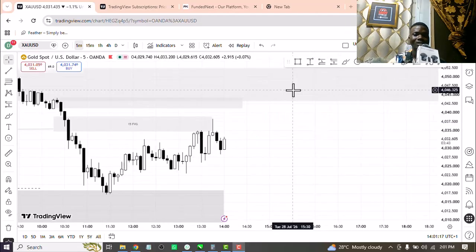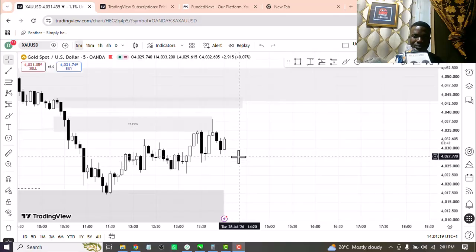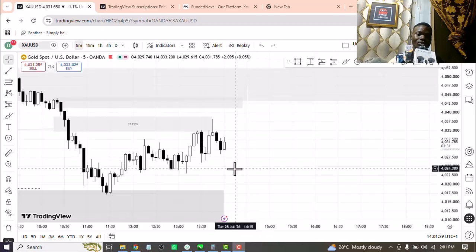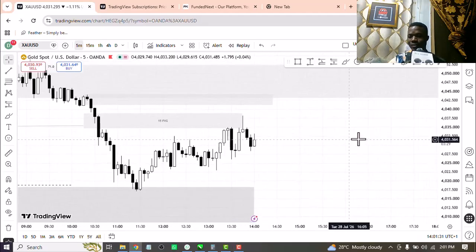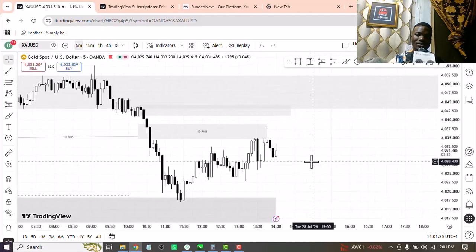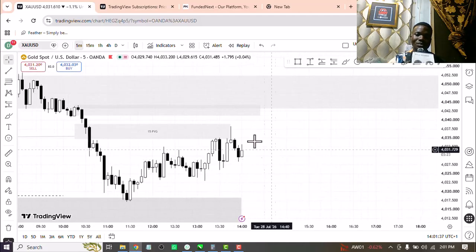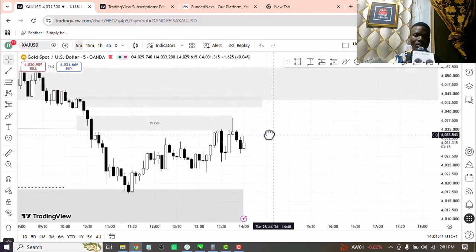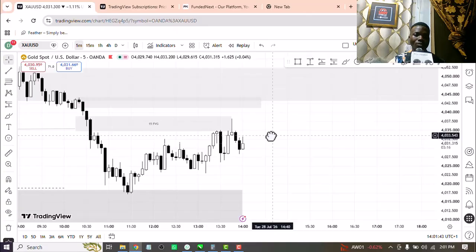Okay traders, the overlap session has already started right now. So anytime from now we should be expecting liquidity pumping into the markets. Since this is 2 o'clock right now, what should we be expecting? I'm still expecting price to push to the upside, although I have seen one confluence with this liquidity candle right here.